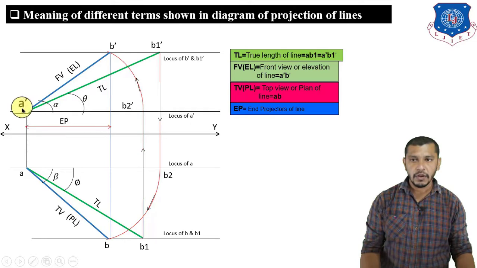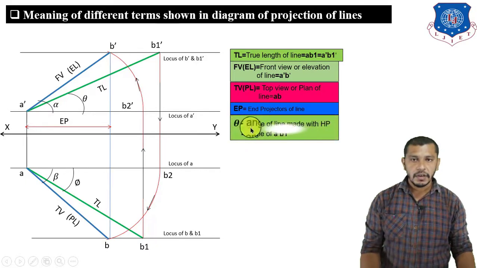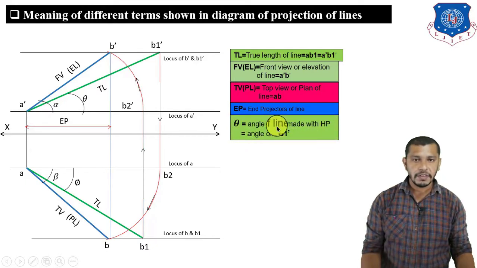As we know, on the projector of A, we will get the elevation and plan of point A, and on the projector of B, we will get the plan and elevation of point B. The perpendicular distance between the projector of A and projector of B, that are the end projectors of the line, is known as EP, which is the end projector of the line. Now theta. Theta is the angle of inclination of the line with the horizontal plane, and in the diagram it is the angle of A dash B1 dash. Here you can see that theta is the angle of A dash B1 dash, which is our true length. Now phi.